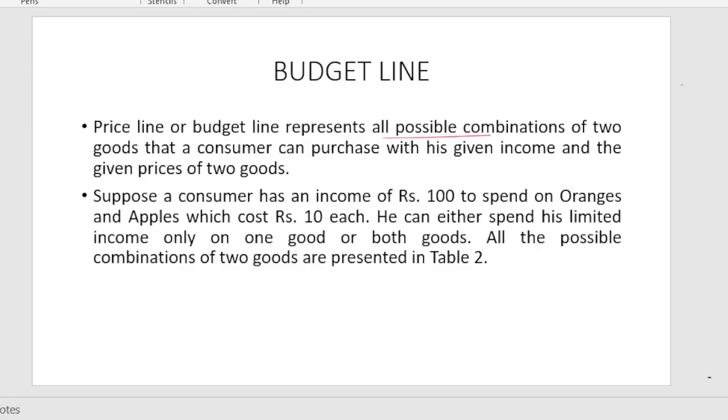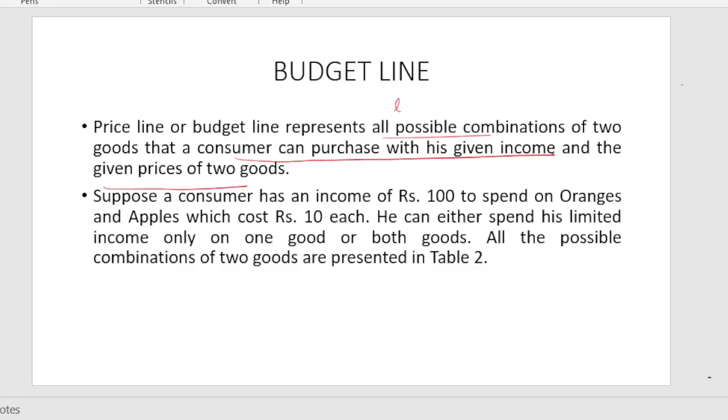Hello everyone. In the last class, we covered ordinal utility analysis, the indifference curve approach, marginal rate of substitution, properties of indifference curves, etc. Now let us introduce another concept known as the budget line. It is also known as the price line. Price line or budget line represents all possible combinations of two goods that a consumer can purchase with his given income and given prices of the two goods.